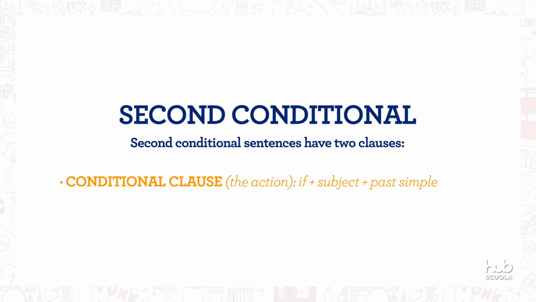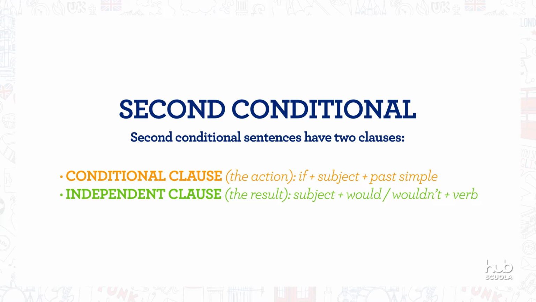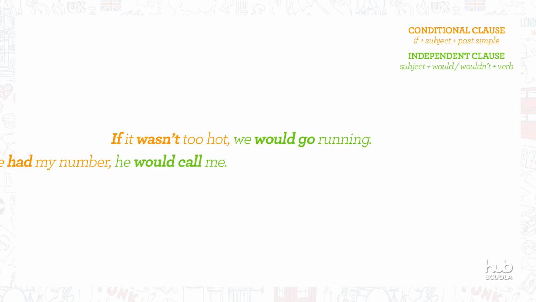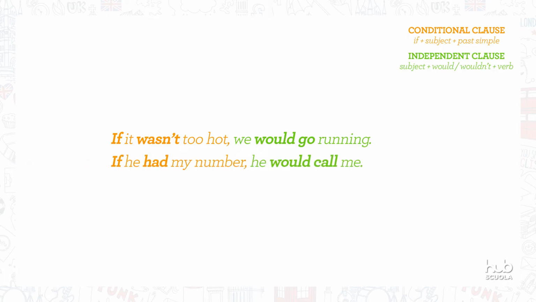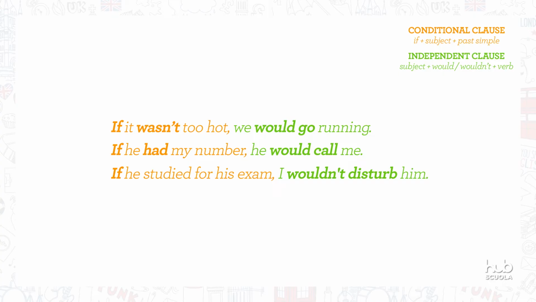Conditional clause, the action: if plus subject plus past simple. Independent clause, the result: subject plus would or wouldn't plus verb. For example, if it wasn't too hot, we would go running. If he had my number, he would call me. If he studied for his exam, I wouldn't disturb him.